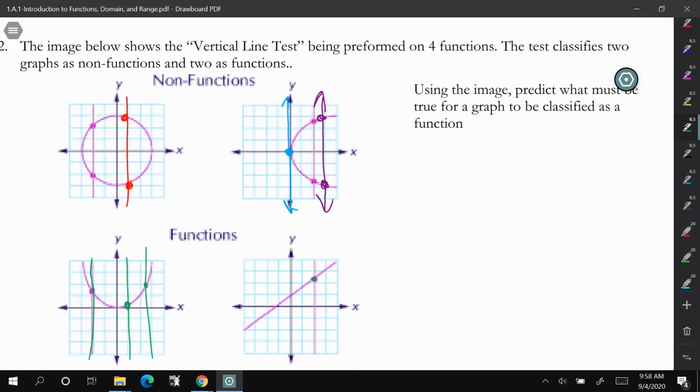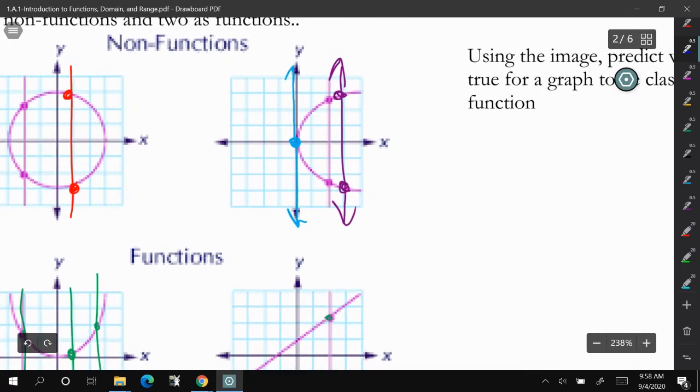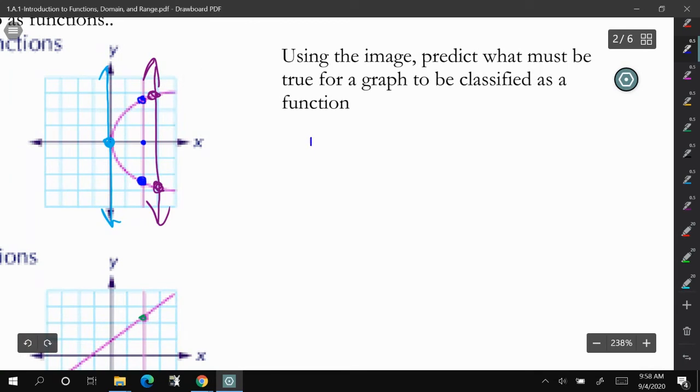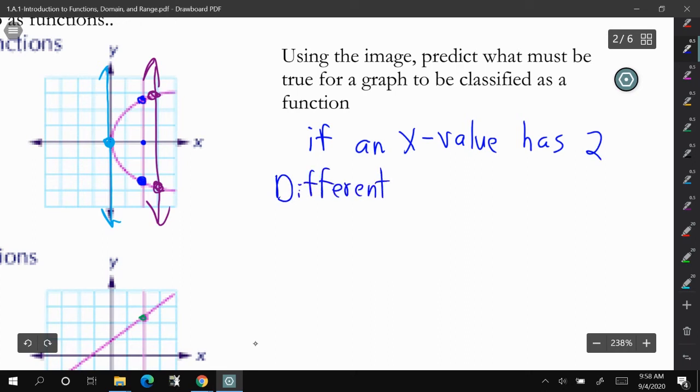And to connect that with the algebra, if we look at this x value here, x equals 2, it has two different y values. So algebraically, if an x value has two different y values, then it is not a function.